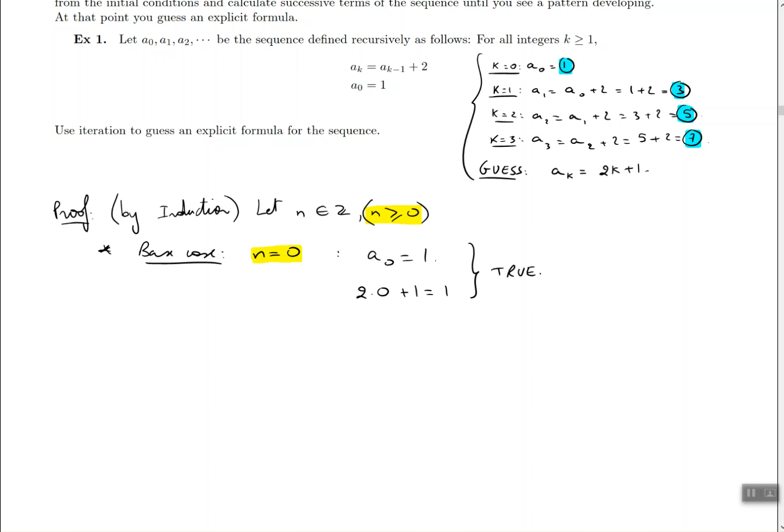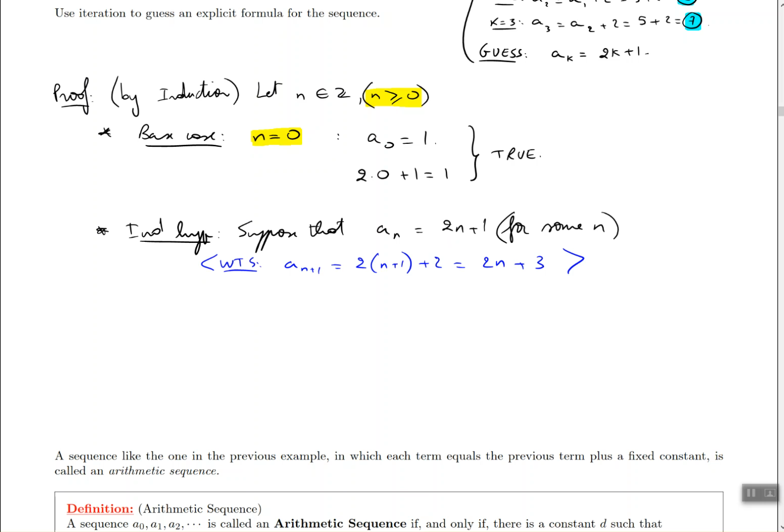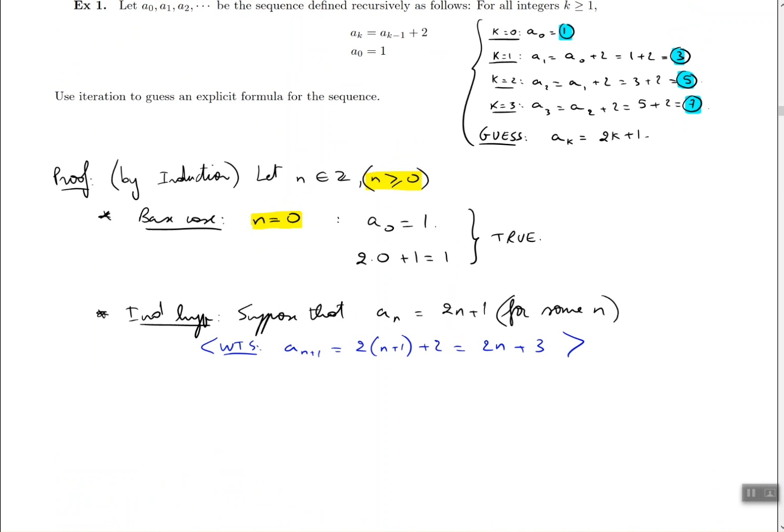So true. And what about the inductive hypothesis? In the inductive hypothesis, we will suppose that our formula works for some random integer, and we want to show that it's true for the next integer. So in other terms, I want to show that a(n+1) is equal to 2n plus 3. And the way I'm going to do that is by using my recursive formula. First of all, I know from the start of the problem that ak is equal to a(k-1) plus 2 in general. So that tells me that if I put n plus 1 into the formula, I should get a sub index n plus 1 minus 1, plus 2, which is the same thing as saying an plus 2.